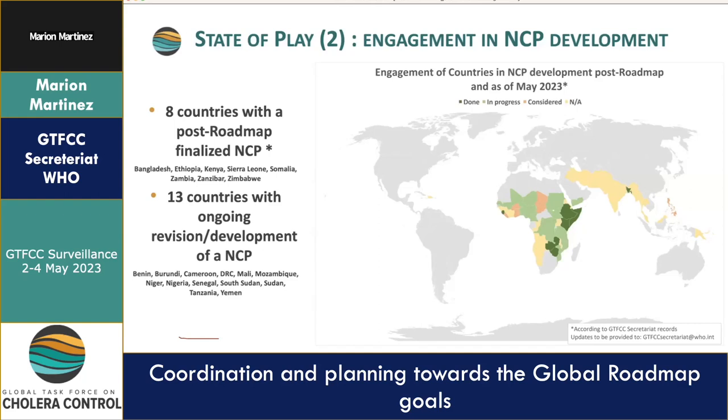with this slide by highlighting one thing. Out of the 24 countries that have conducted a priority areas mapping since 2018, or close to 2018, so the ones that we flagged in the slide just before, 20 have developed or are currently developing an NCP.